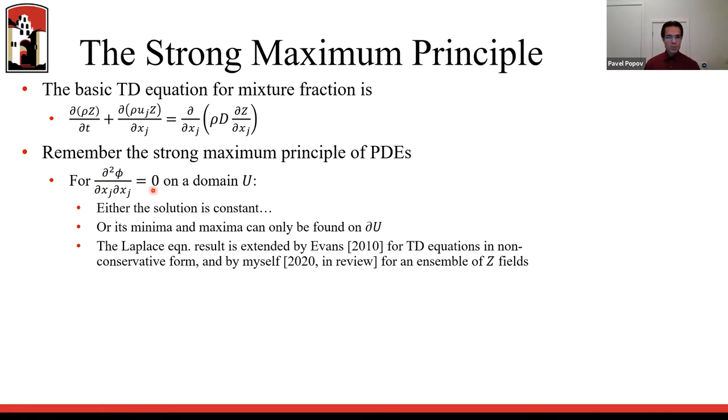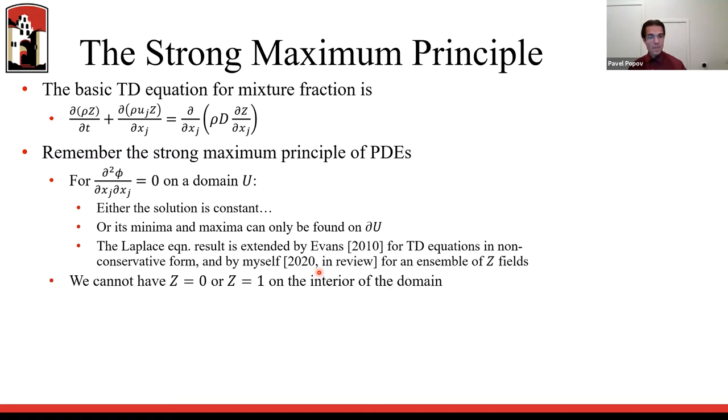Okay, and this result, which we're all familiar with, is for the Laplace equation, but it has been extended by mathematicians, for example, by Evans in 2010 for transport diffusion equations in a non-conservative form, and most likely that isn't the earliest such extension. And also, I extended it myself this year for an ensemble of fields in the non-deterministic setting. So this work is currently in review at JCP.